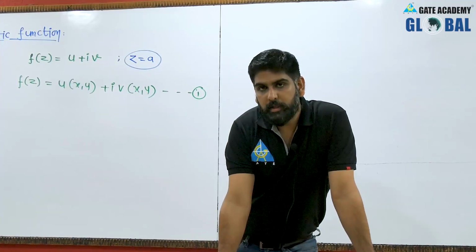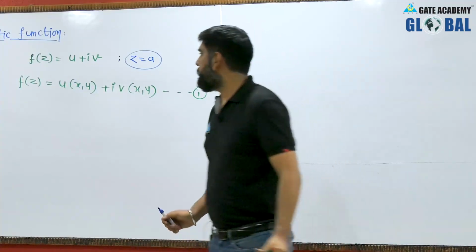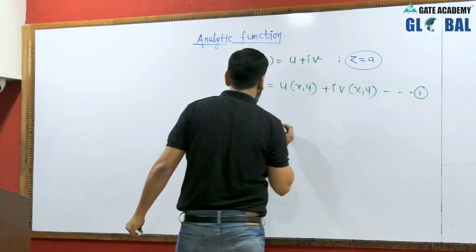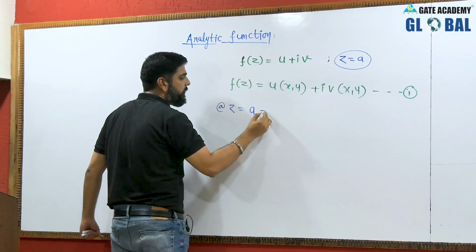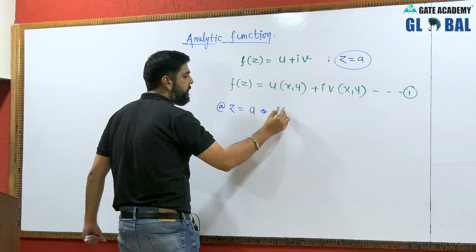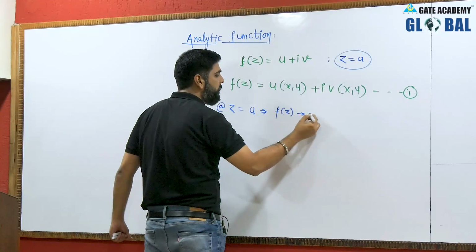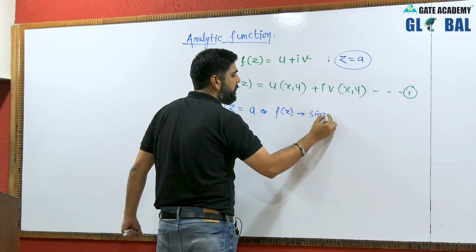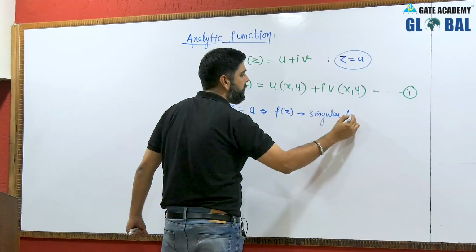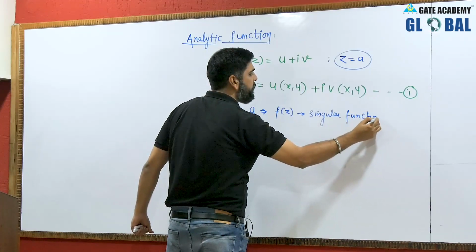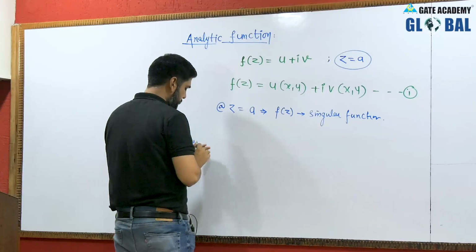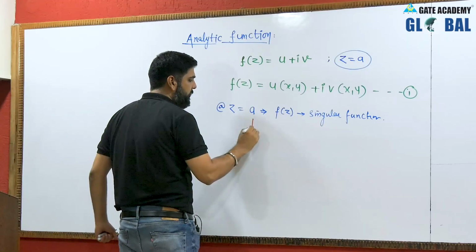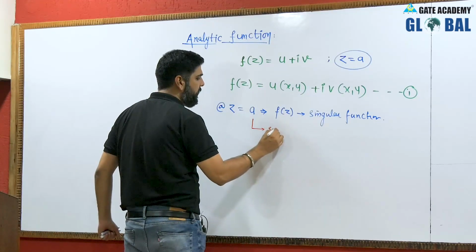Also write down the second point. At z = a, if the function is not analytic, then f(z) must be a singular function. That means if it is not differentiable, then it is referred to as a singular function, and this a is nothing but the singularity.